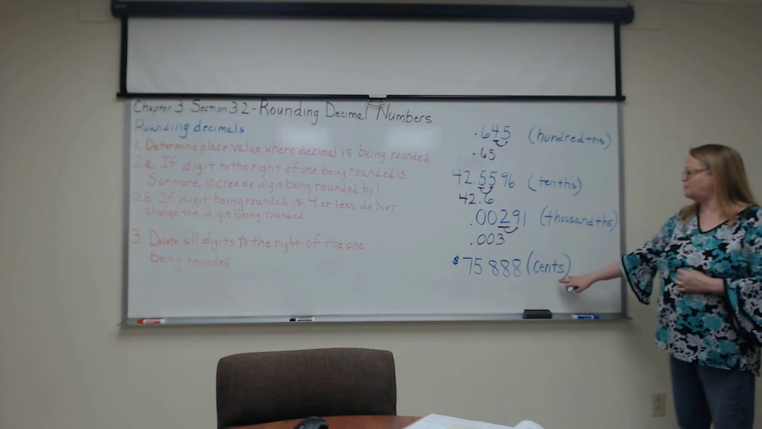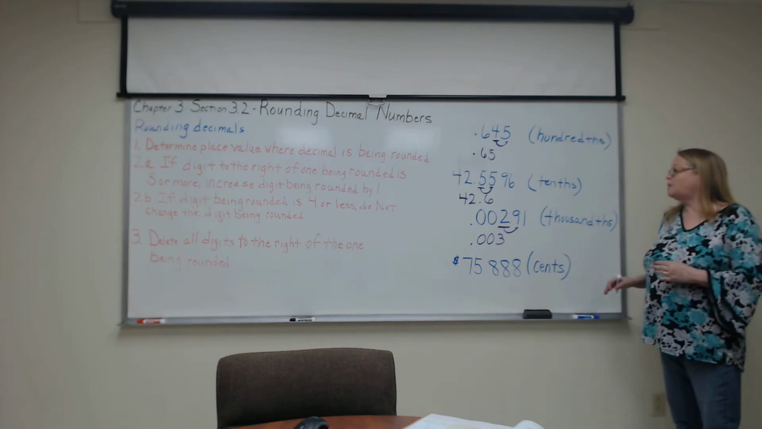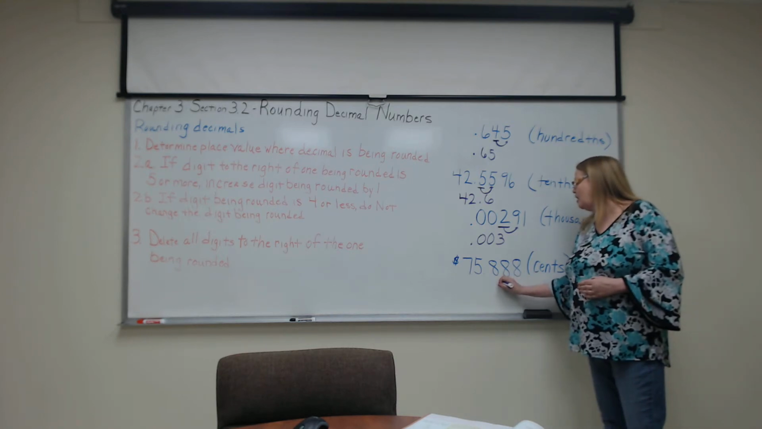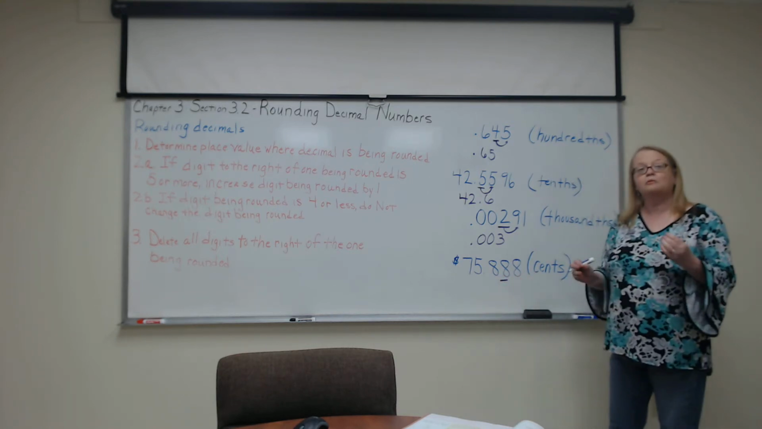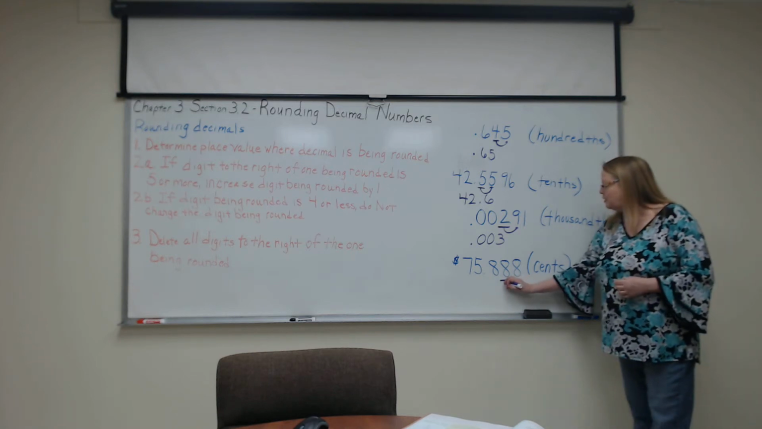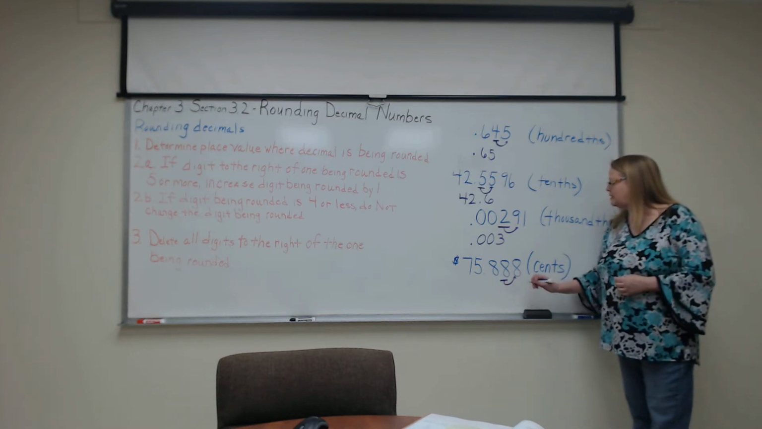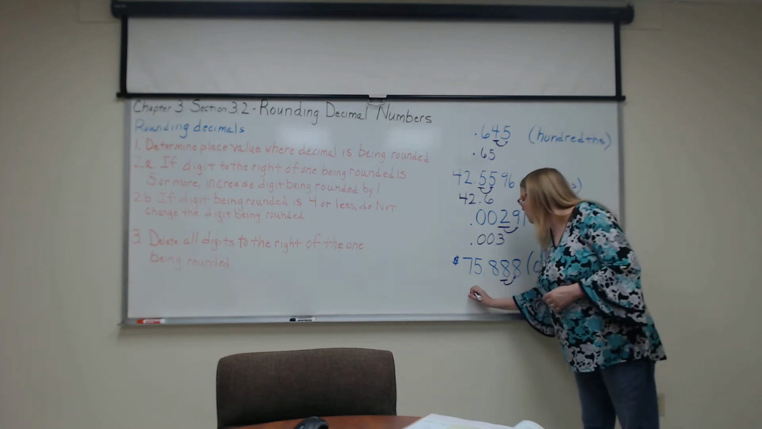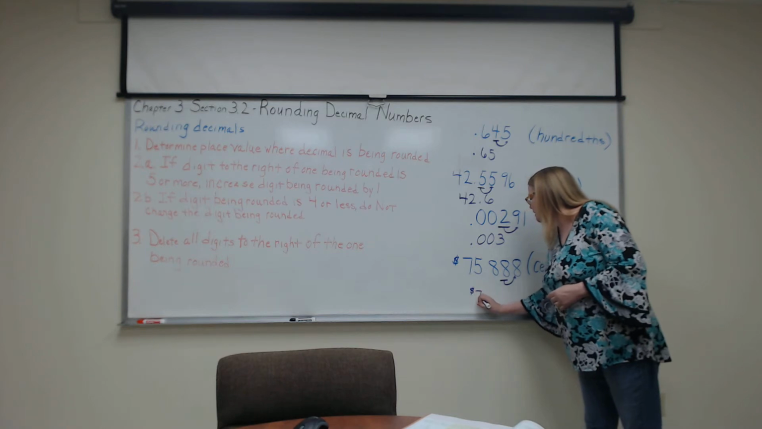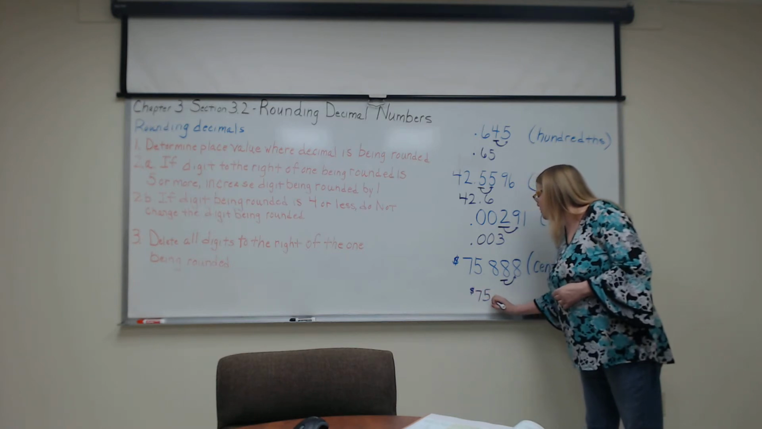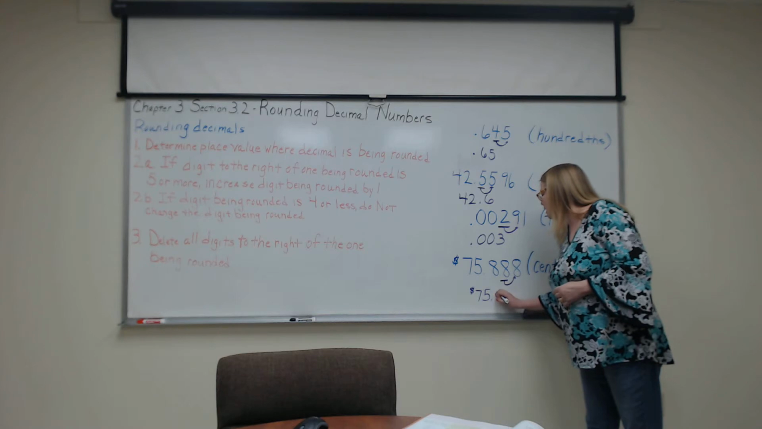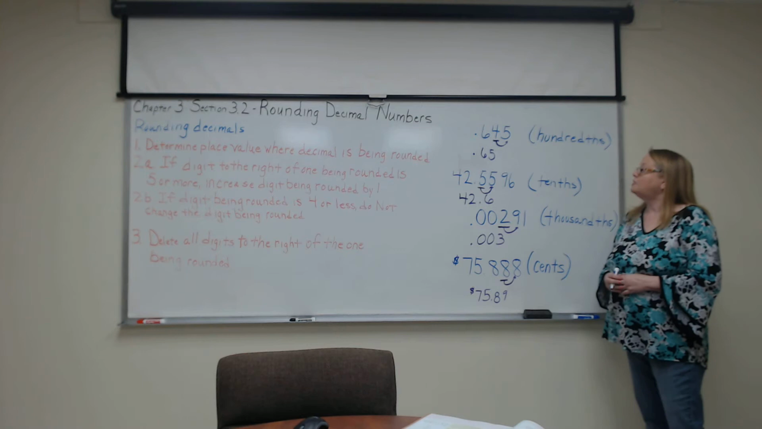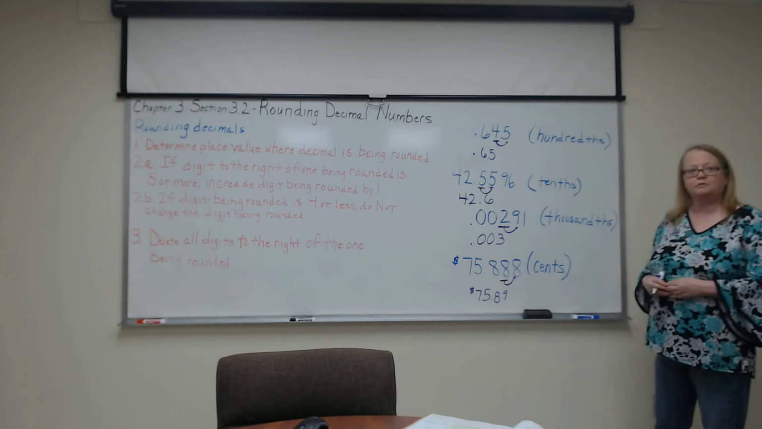And then we have our last one with cents. Because we're rounding to cents, we know that we're going to look in our hundredths column, whenever we're dealing with cents. So we look at the next number, that's an 8. So for this one, we're going to increase by one more, and it is $75.89. So that just shows you our process when it comes to rounding.